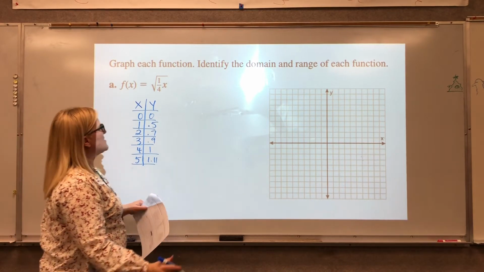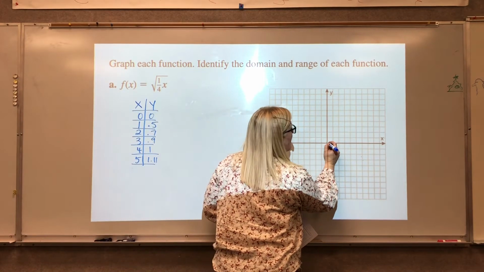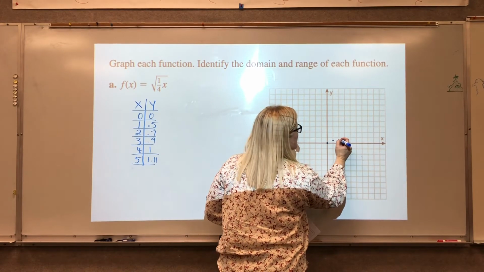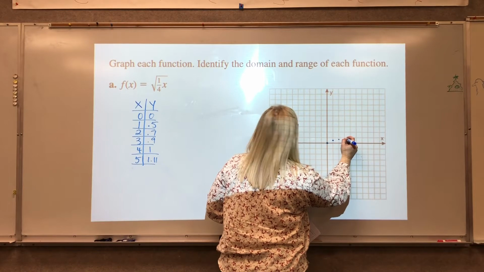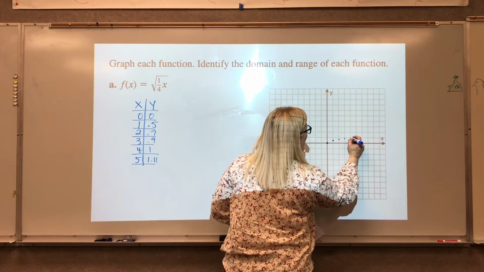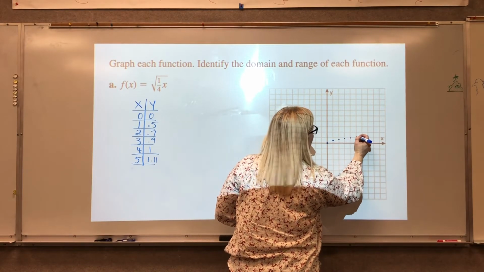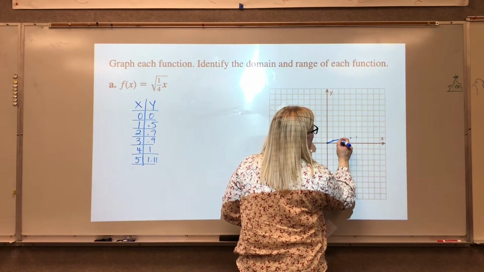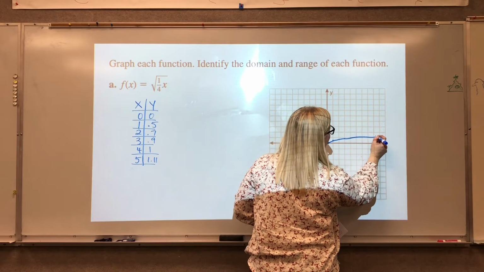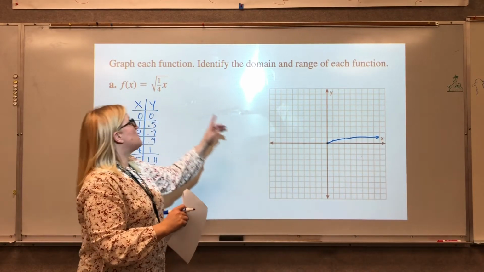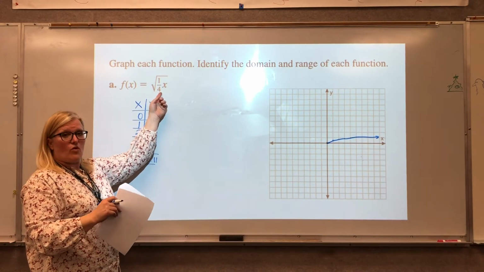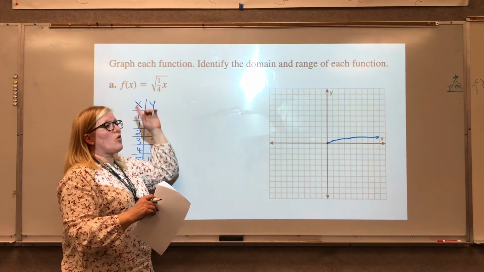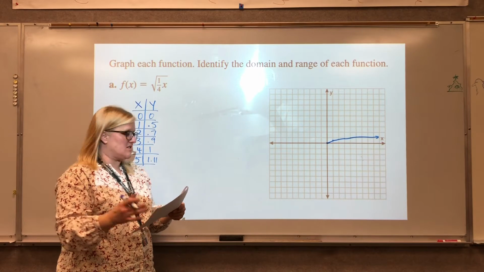So I've got 0, 0, 1 is 0.5, 2 is 0.7, 3 is 0.9, 4 is 1, and 5 is 1.1. So it looks just like a shooting star, but it's much more flat. And that is because we have a 1/4 here in front of it. So it's not growing as fast. It's only growing a quarter as fast as it normally does.